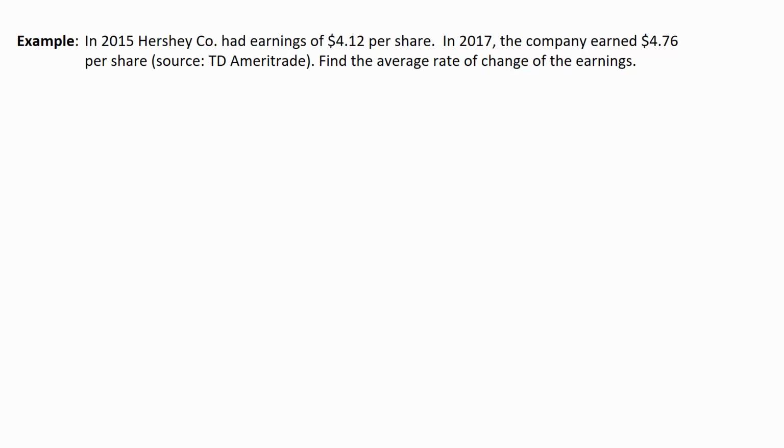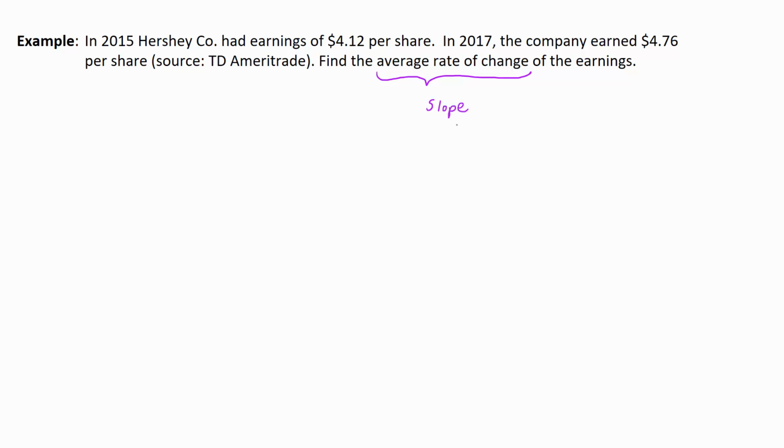Let's do this example. In 2015, Hershey Co., that's the company that makes Reese's peanut butter cups and Hershey's chocolate, had earnings of $4.12 per share. In 2017, the company earned $4.76 per share. Find the average rate of change of the earnings. Okay, you guys know that the phrase average rate of change is code for slope.